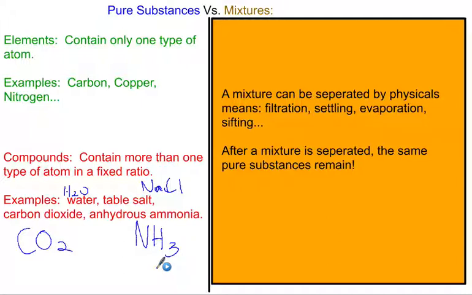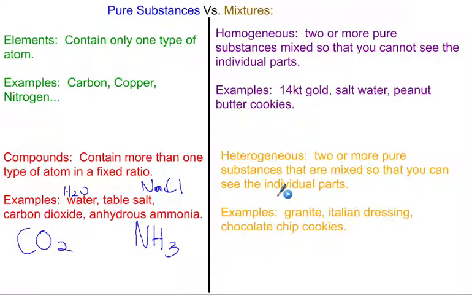Okay? A mixture can also be broken down into different subcategories. Okay? Mixtures can come in 2 types. They can come in homogeneous, homo being the prefix meaning same, which is when you have 2 or more pure substances mixed so that you cannot see the individual parts. Okay? So examples would be 14 karat gold. That's not pure gold. It's gold atoms mixed in with atoms of copper and silver and nickel and other things. So it's a little bit over 50% gold if it's 14 karat. Salt water, you can't see the salt dissolved in the water. You could taste that it was there, detect that property, but you can't see it.